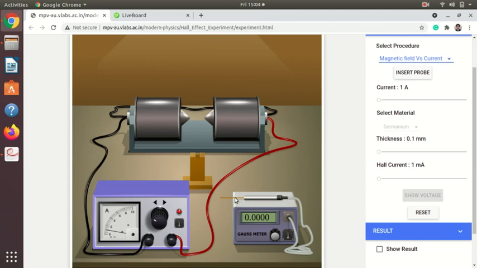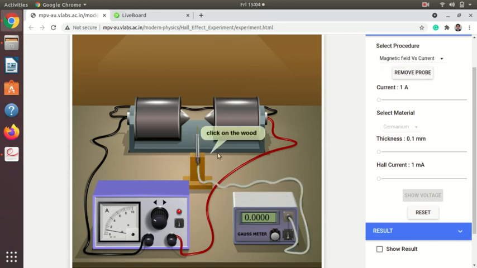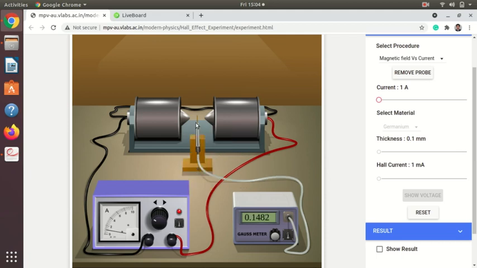So here you can see the probe. This looks like a probe, and here it is a sample, a germanium sample. Okay, so we will insert the probe. Here you can see, click on the wood. You just have to click on the wood so that it will get inserted in the magnetic field. On the mobile phone, you can just tap on the wood. You will not have any mouse or cursor there. You just work with your touch. It will work as a touch screen.